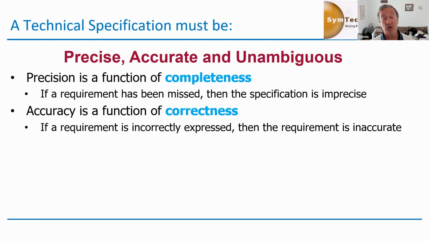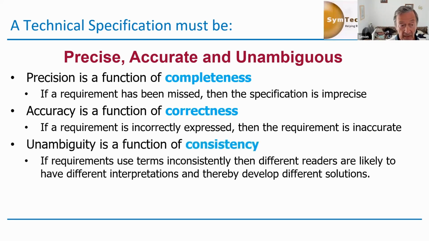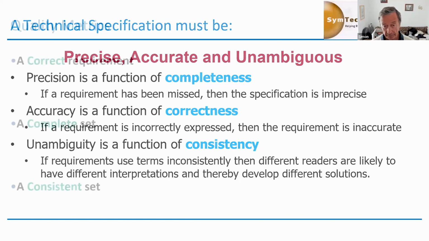Accuracy is a function of correctness, because if you've incorrectly expressed a requirement, then that requirement is inaccurate and you won't get what you need. And finally, unambiguity is a function of consistency, because if requirements use terms inconsistently, then different readers are likely to have different interpretations and therefore develop different solutions, and solutions that don't meet the need. So I'm going to now look at how we might do that.